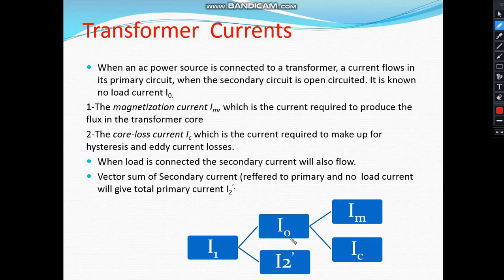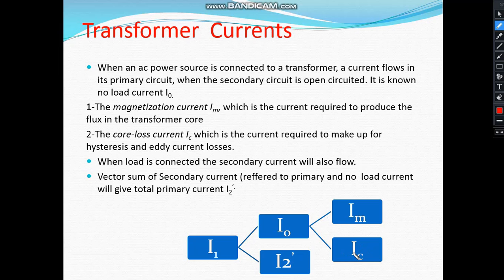So we will add these, because I2 is not flowing in the primary, so we have to convert this secondary current into the primary. It is known as the required quantity. We will discuss it on the next page. So the vector sum of I naught and I2 dash will give I1. So now what is the vector relationship between all these currents?